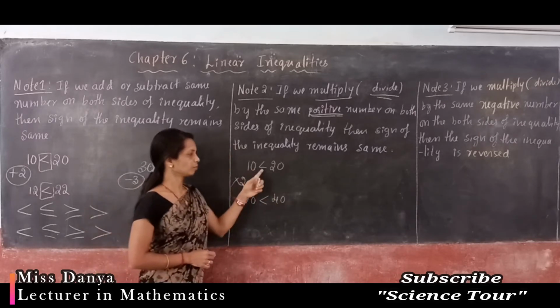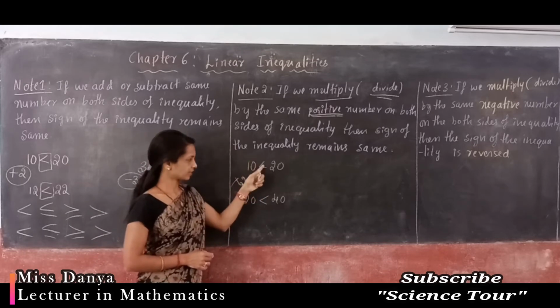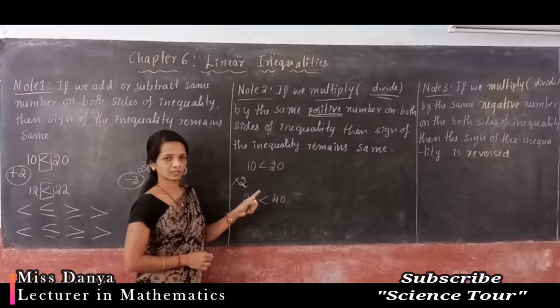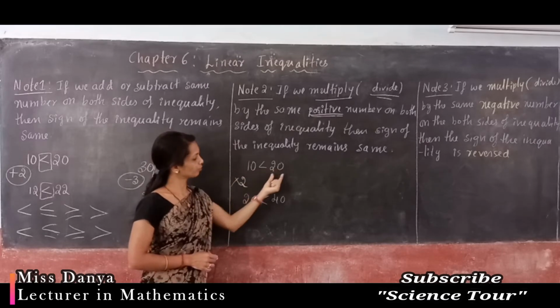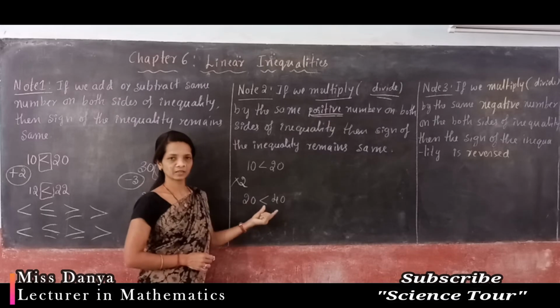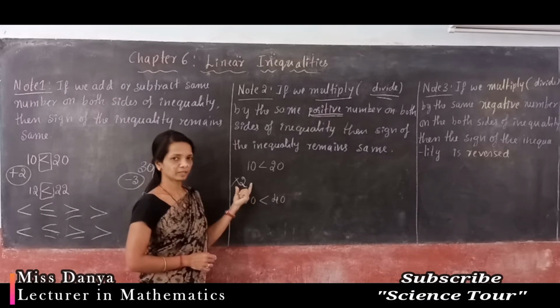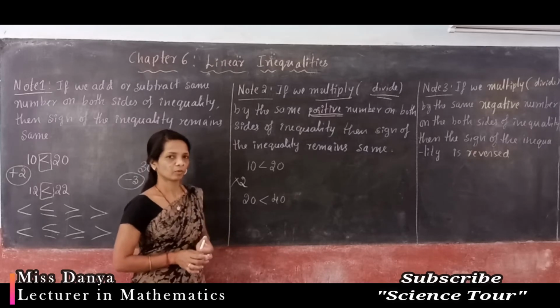Now you see before and after. Before multiplying by 2, it is less than. After multiplying by 2, the sign of the inequality is also less than. So if you multiply by the same positive number on both sides of an inequality, then the sign of the inequality remains the same. Okay, this is for multiplication. The same happens for division by a positive number also.